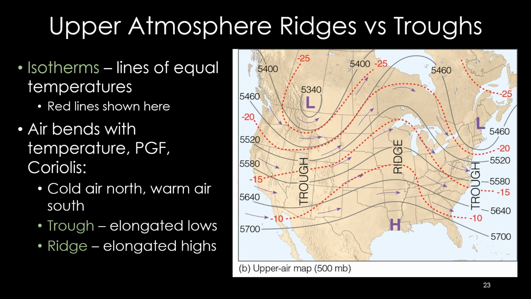So what we end up having happen is troughs, or very elongated lows, as we're seeing on the left here. And this is cold air that's sinking downward on the Earth's surface, sinking from the north towards the south. We also have ridges, which are elongated highs, and that's warm air rising from the south going towards the north.